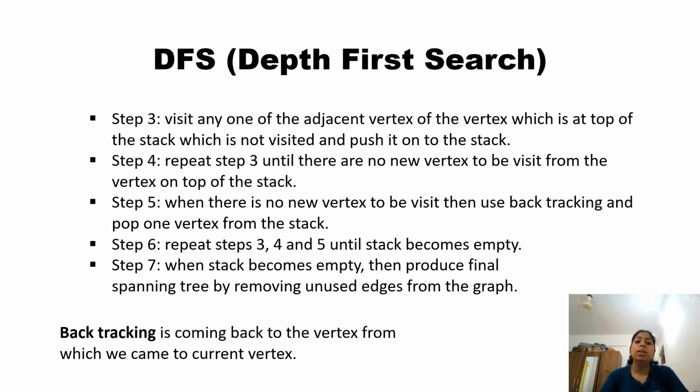Step 4. Repeat step 3 until there is no vertex to be visited from the vertex on top of the stack. Step 5. When there is no vertex to be visited, then use backtracking and pop one vertex from the stack. Backtracking is coming back to the vertex from which we came to the current vertex. Step 6. Repeat step 3, 4, and 5 until the stack becomes empty. Step 7. When the stack becomes empty, then produce final spanning tree by removing unused edges from the graph.